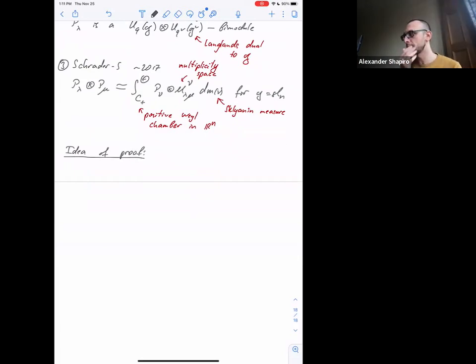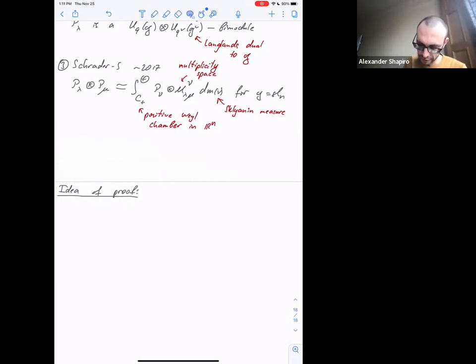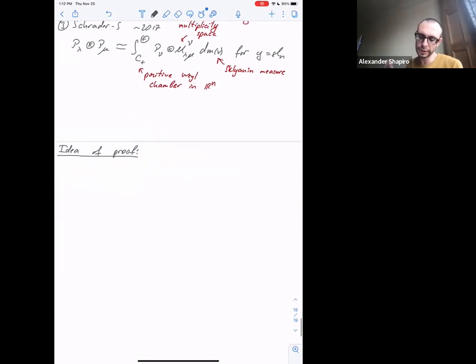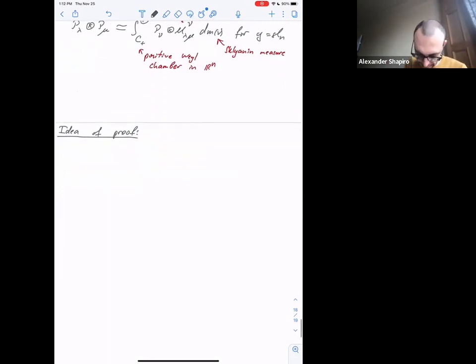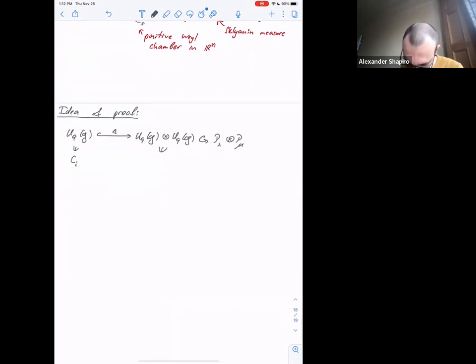The idea of proof is as follows. All right, I'll just start a new page. So how do you really decompose a tensor product of two representations? Well, let's see. First of all, how do you act on the tensor product? You take the quantum group, you take the coproduct to embed it into two copies of the quantum group, and then you act on this tensor product P lambda tensor P mu. Inside here you had a Casimir Ci, a central element. Inside here you have delta of the Casimir, right?